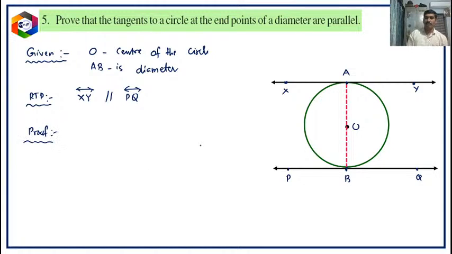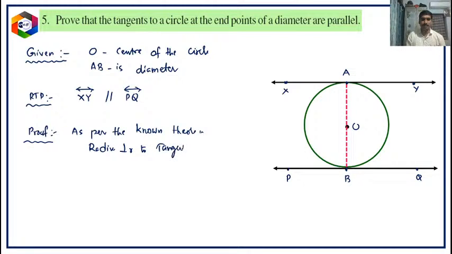Let us observe children. The first thing I am going to use is theorem 9.1. What is theorem 9.1? It says the radius is always perpendicular to the tangent at the point of contact. Here A and B are the points of contact. So OA and OB are the radii. So as per the known theorem, what does it say? Radius is perpendicular to tangent at point of contact.